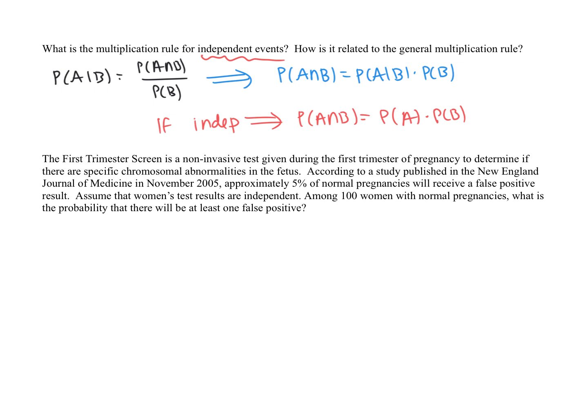Among 100 women with normal pregnancies, what is the probability that there will be at least one false positive? Okay, so we're told we're only looking at women with normal pregnancies. This 5% is for the normal pregnancies. The probability of a false positive is 0.05. The reason I'm not writing this in conditional is because I already know I'm only working with women with normal pregnancies.